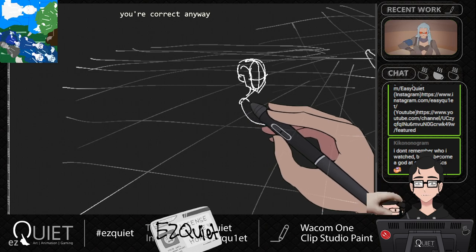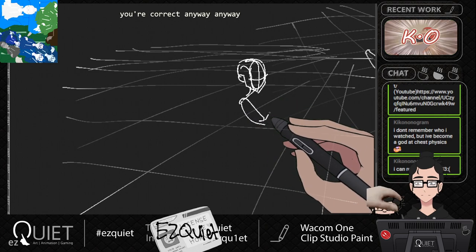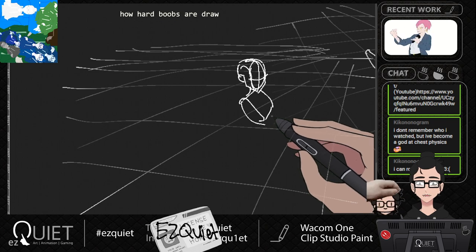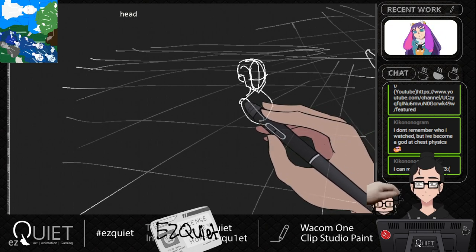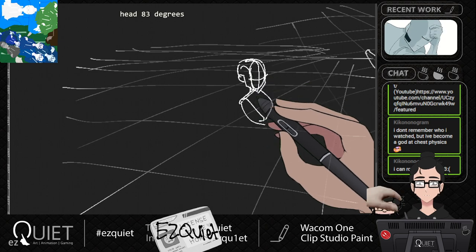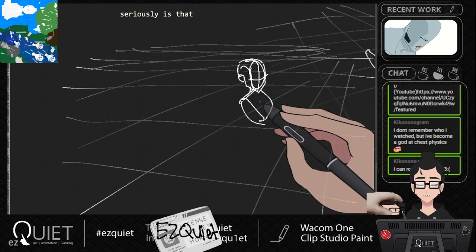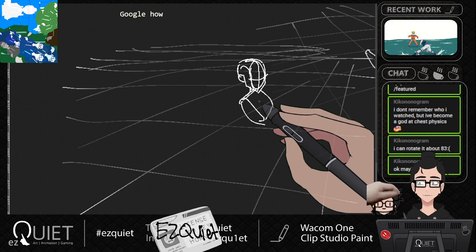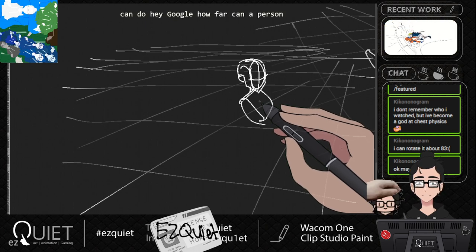Anyway. I wish I was a god at chest physics. You know how hard boobs are to draw? You can rotate your head 83 degrees? Seriously? Is that a thing you can do? Hey, Google. Okay, maybe 60. How far can a person rotate their head?